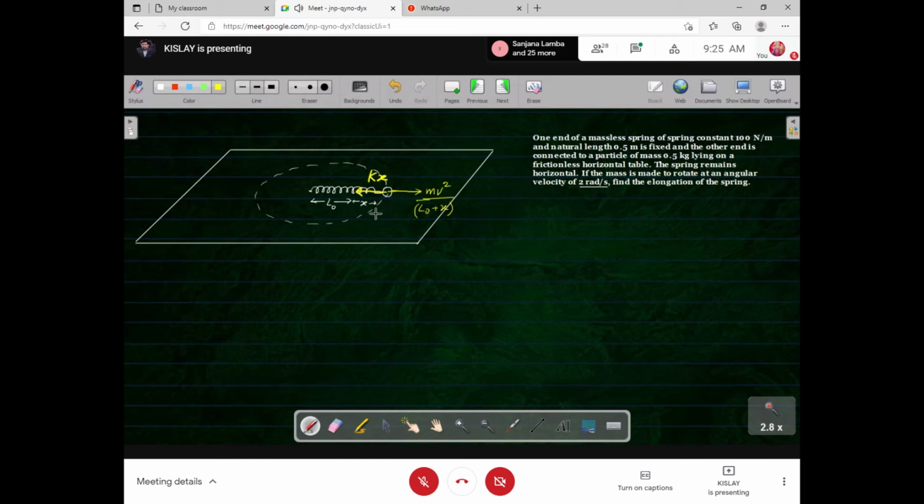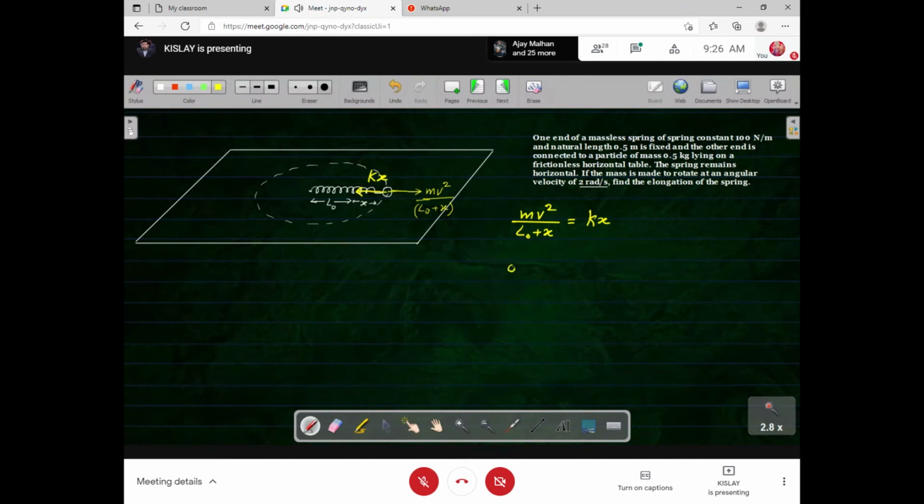Okay, so here the equation is mv square upon L naught plus x is equal to kx. And since we have to find x, we just have to solve for x. See, how can we solve? Find the elongation in the string. We just have to put in the values because it is easy to calculate by putting the values.